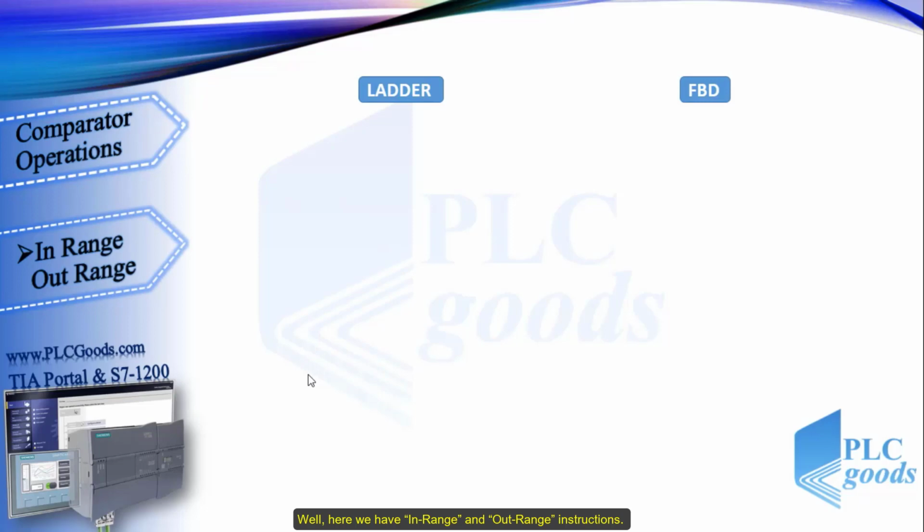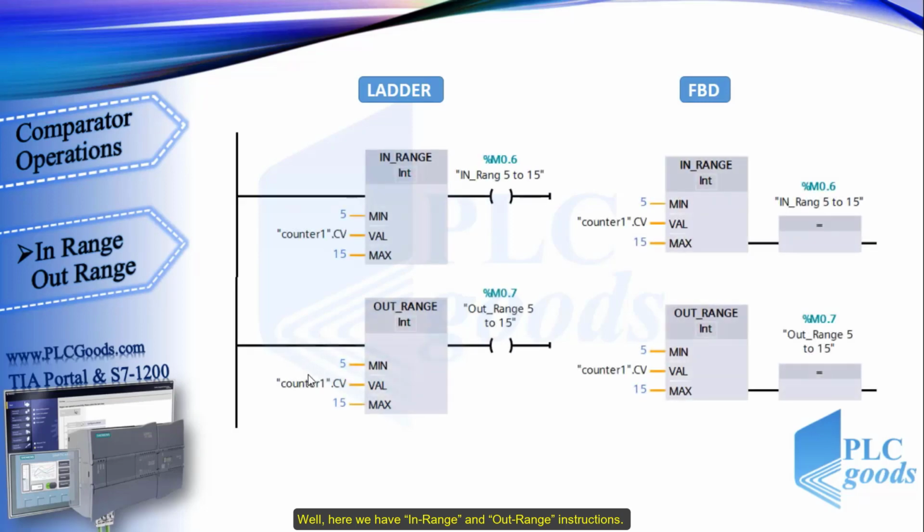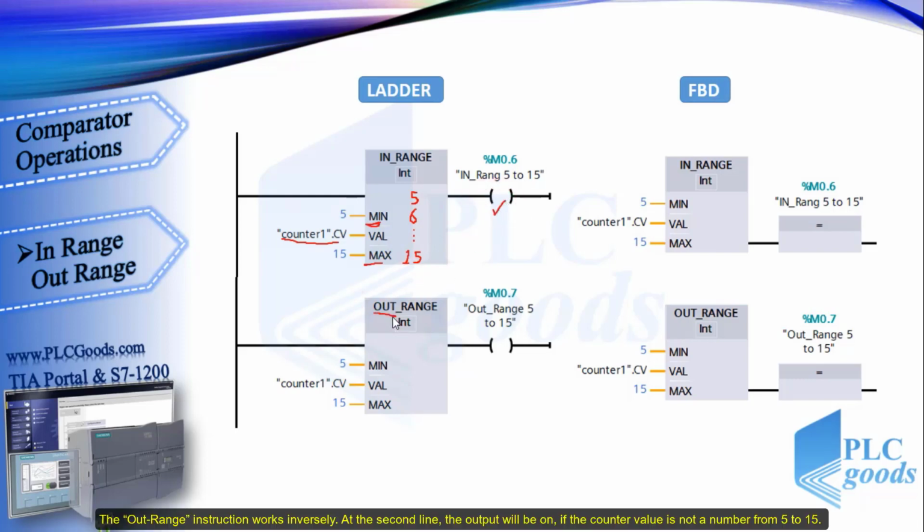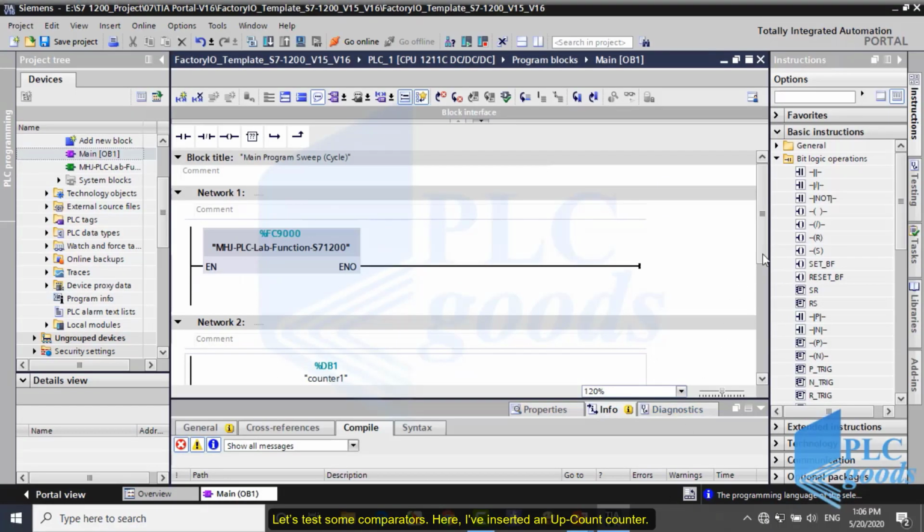Well, here we have in-range and out-range instructions. In the first line, when the counter value is a number from 5 to 15, the output will be on. The out-range instruction works inversely. At the second line, the output will be on if the counter value is not a number from 5 to 15. Let's test some comparators.